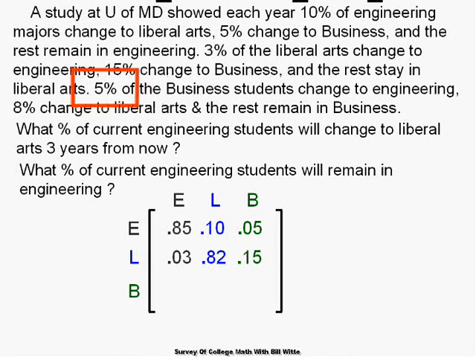Okay, we've got one more row to do, because once we have the matrix, we're in good shape. Well, the other information, they give me 5% of the business people changed to engineering. So from business to engineering, I get 5%. And the last number there is the business 8% changed to liberal arts. So from business to liberal arts, I put my 8%, and then I have to calculate how many go from business to business. Well, I'm going to once again subtract from 1 the 0.05 and the 0.08, and I've got myself a transition matrix.